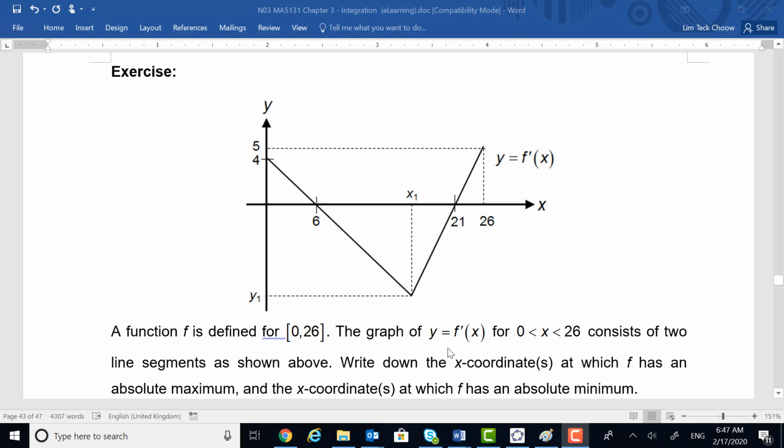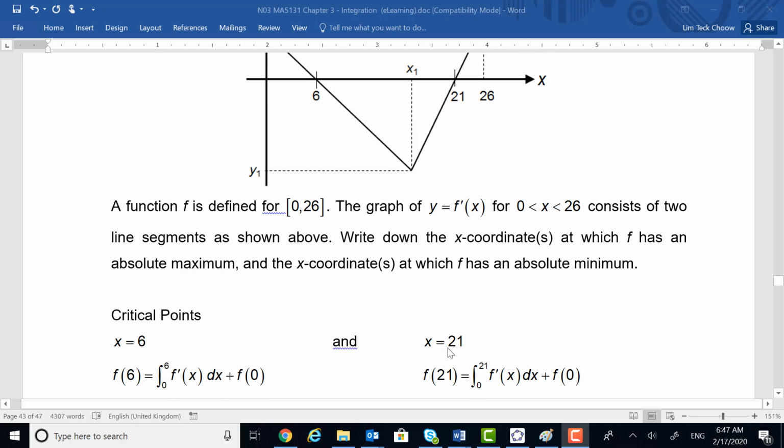And you can recall, to find the absolute value of a function, we always look at two groups of points. One group of points are the critical points. So in this graph, where are the critical points? The critical points are the points x equals 6 and 21. So now you want to calculate the value of f(6) and the value of f(21). By the theorem, f(b) is the integral from a to b of f' plus f(a). So these are the expressions for f(6) and f(21).